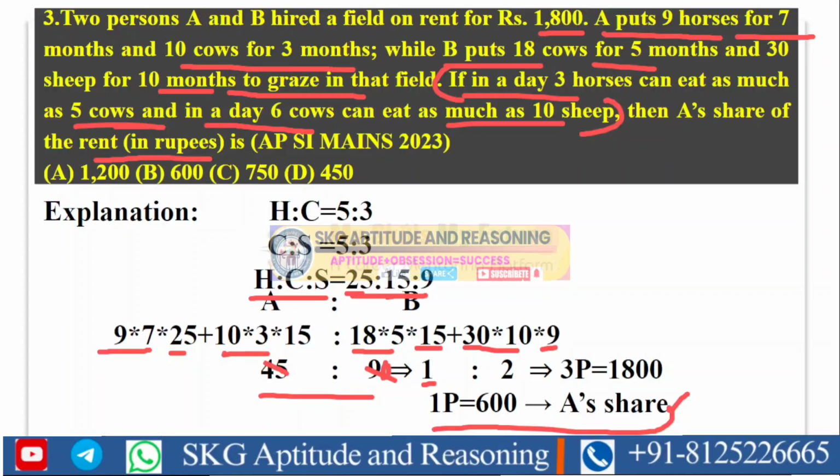Suppose the question asked what the share of B is, then the share of B is nothing but 1200. But now he asked about the share of A. So the share of A is nothing but 600 rupees, which is presented in option B.